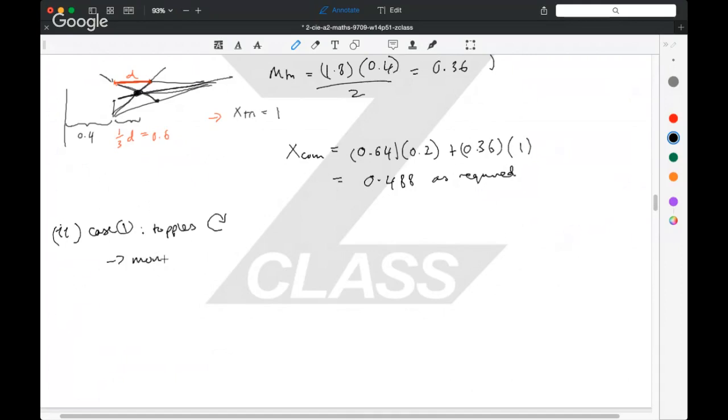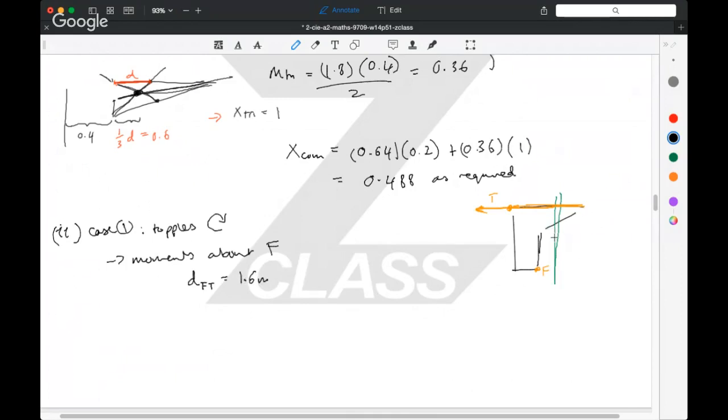So for this we need moments about F. Well, let me just redraw this quickly. And here is our thing, and here's F. And T is being applied there. So what is the distance between F and the line of action of the force? Even though T only starts there, this is the line of action. So the distance from F to the line of action of T is just the height of this block, which is 1.6 meters.